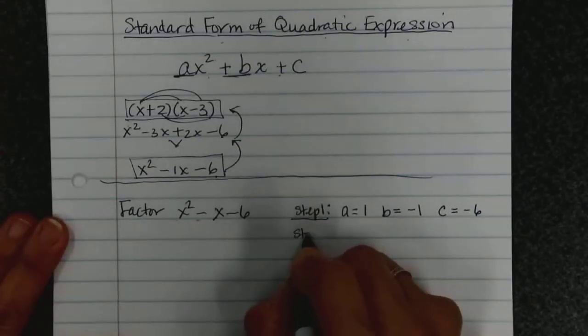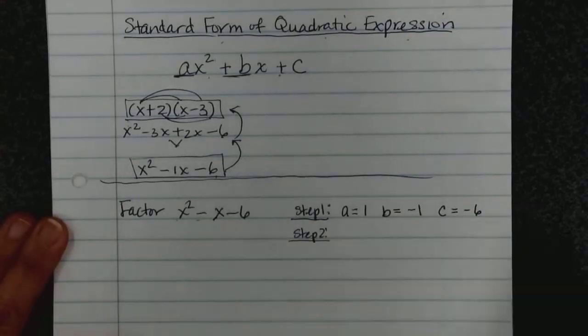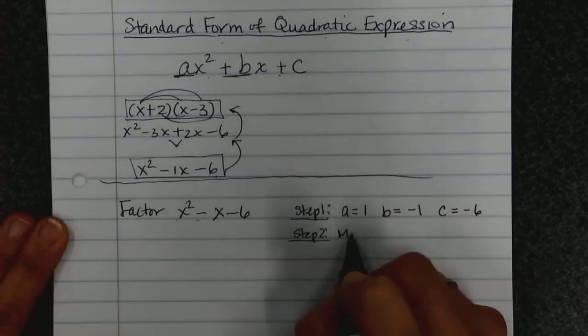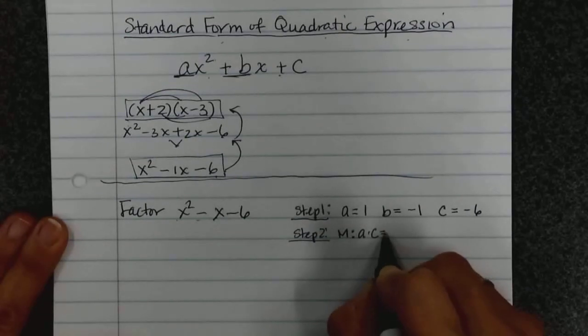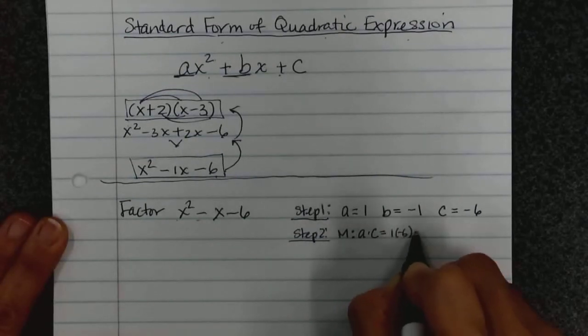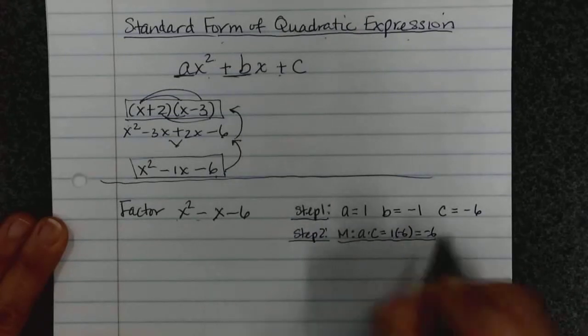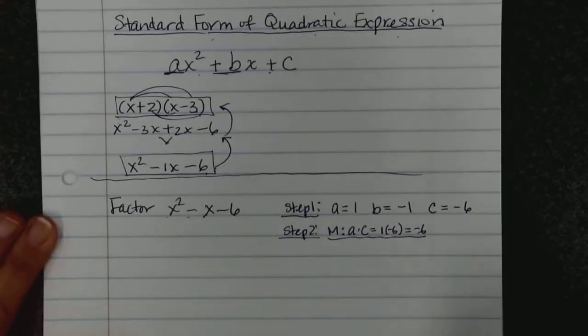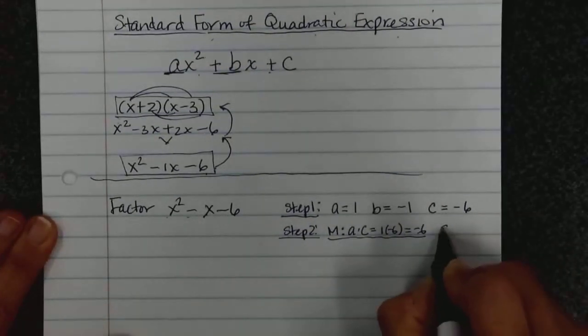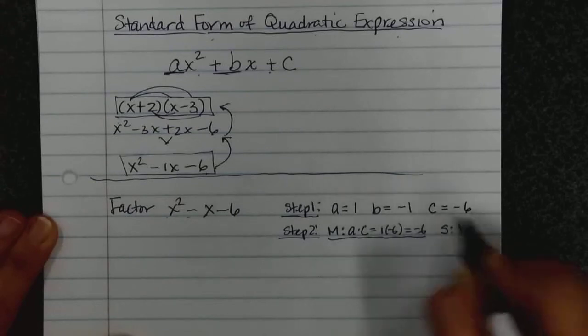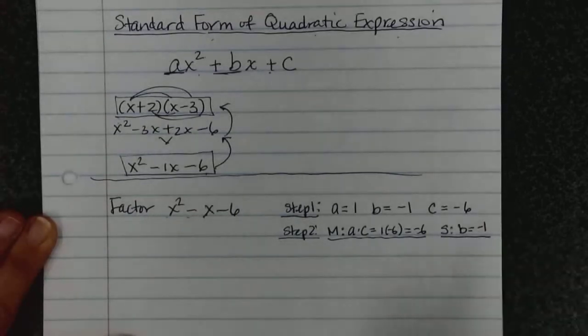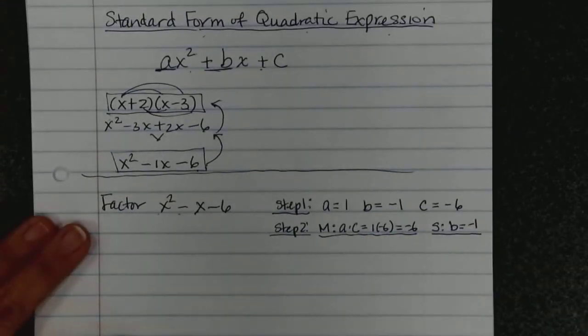Then step 2 is we're going to multiply. I want you to multiply, so that's what M stands for. Multiply a times c. When you multiply a times c, I get 1 times negative 6, which is negative 6. I want you to multiply those two numbers. And then I want you to tell me what b is. We're going to use the S, which means the sum, and I'll talk about that in a little bit. So b is negative 1. So locate your negative 1.